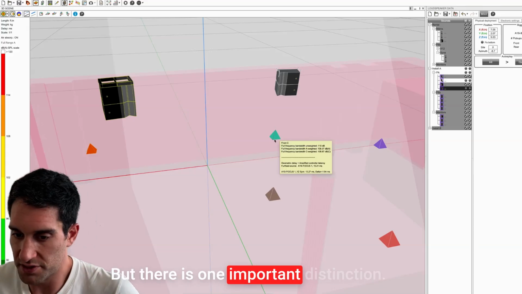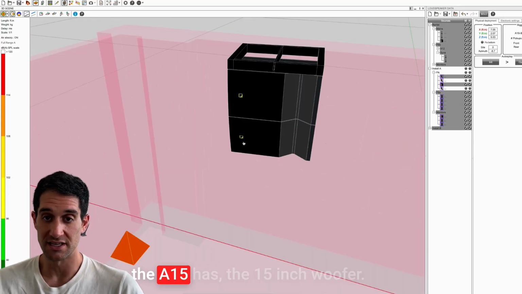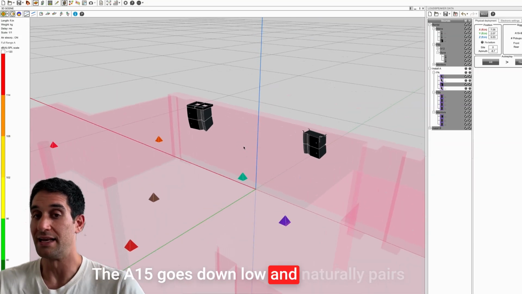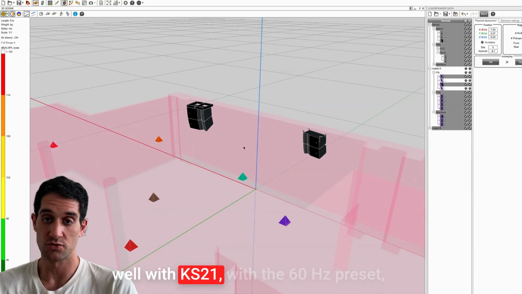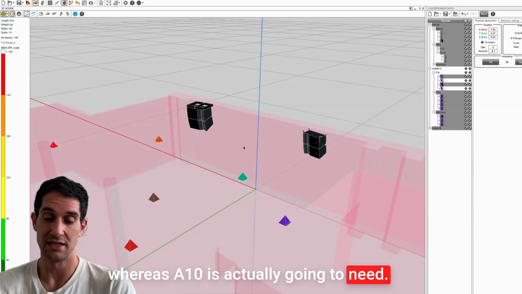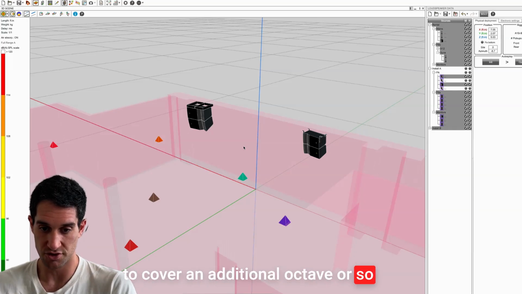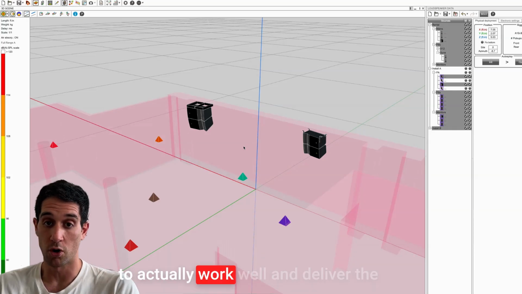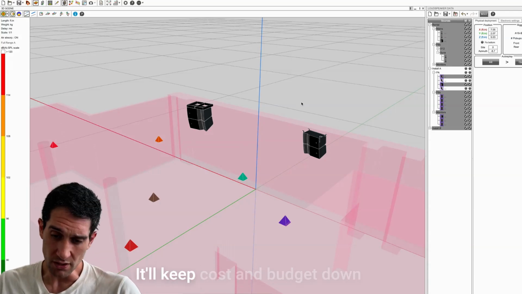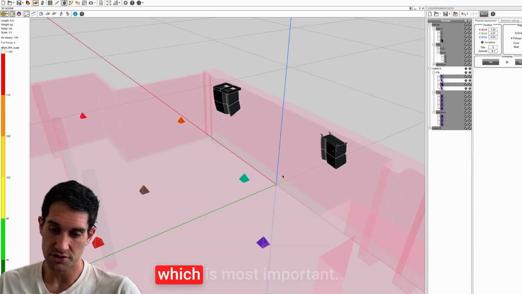But there is one important distinction. The A10 has a 10-inch woofer versus the A15 has a 15-inch woofer. The A15 goes down low and naturally pairs well with KS21 with the 60 hertz preset, whereas A10 is actually going to need more sub. The KS21 is going to have to cover an additional octave or so to actually work well and deliver the full frequency spectrum response. It'll keep cost and budget down and work better for the customer, which is most important.